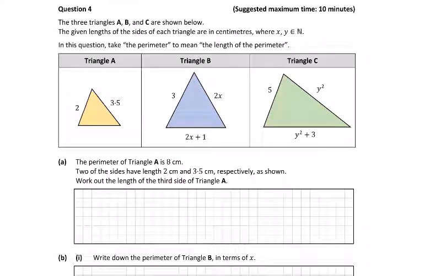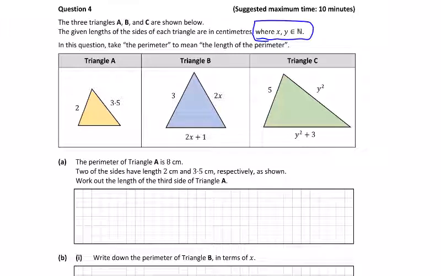In this video, we're going to look at trigonometry questions and all the different variations that come up in the junior certs. So read them carefully. The three triangles A, B and C are shown below. The given lengths of the sides in centimeters, x and y, are elements of the natural numbers. Don't get confused, just whole numbers.